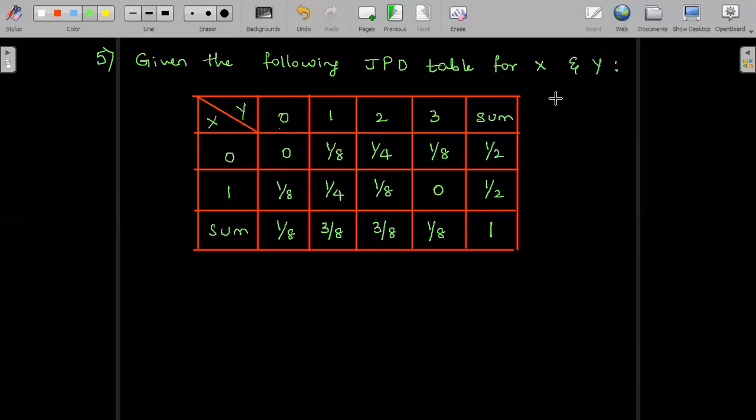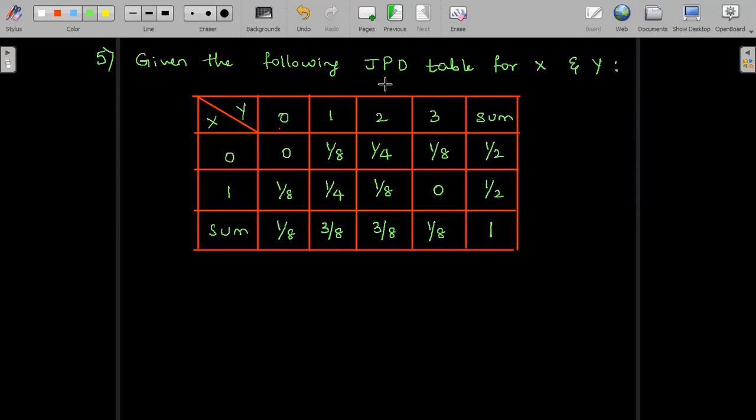Right, we'll take up the fifth question. Given the following joint probability distribution table for x and y. So the joint probability table is given where x takes the value 0, 1, y takes the value 0, 1, 2, 3, and the sum is also given for us. Overall sum is coming to be 1. So given this, we have to compute the following.